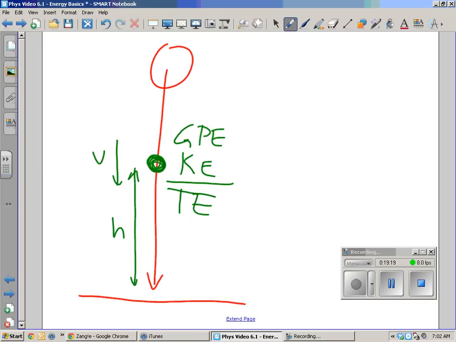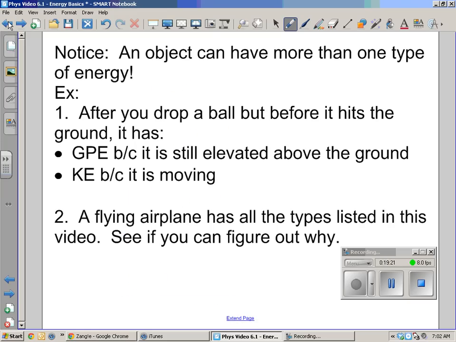So other examples of things that have more than one type of energy, a flying airplane could be said to have all the types of energy, right? A flying airplane has kinetic energy because it's moving. It's got gravitational potential energy because it's way up high. It's got electric potential energy because presumably cars have batteries, I'm assuming airplanes do. It's got chemical potential energy because it runs on fuel.